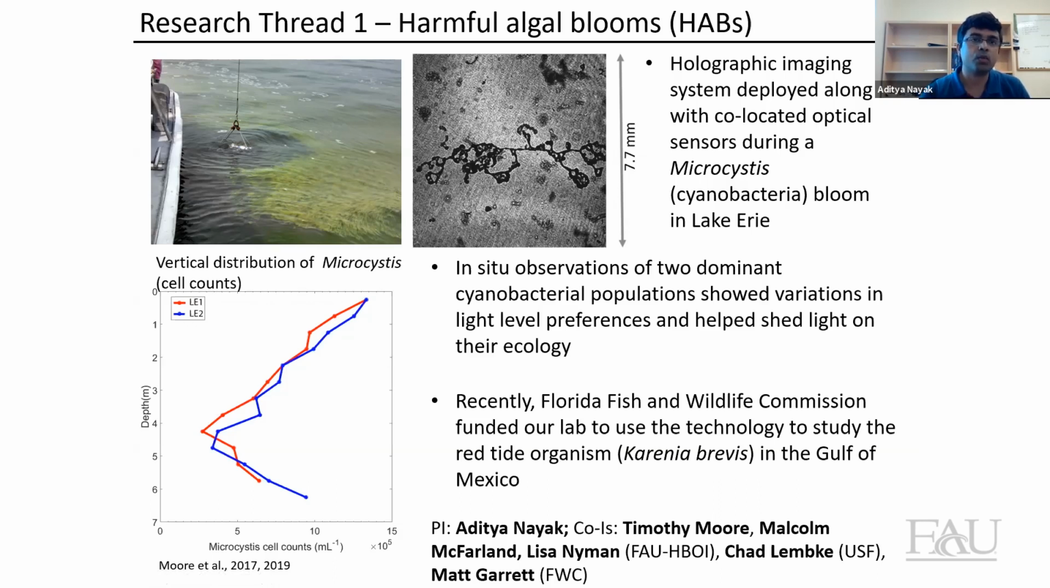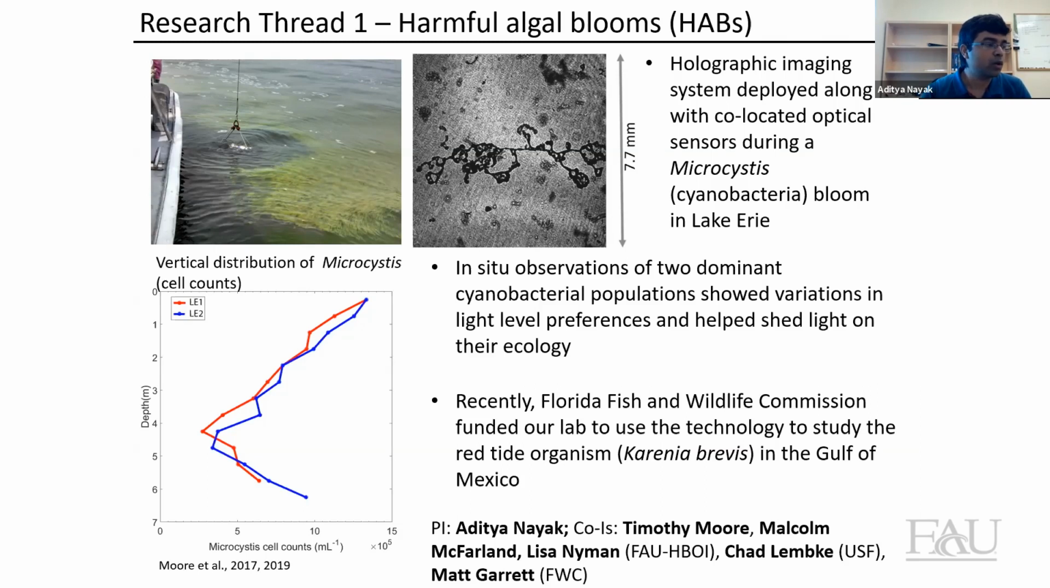So with the data, we had high resolution vertical data. You can look at vertical profiles and how this particular organism is distributed in concentration over depth, right? So that's what you're seeing on the bottom left here. In these specific observations, we found that there were 2 dominant sets of cyanobacteria, or these harmful algae, and both of them had variations in their light level preferences, and they occupied different regions of the water column. So this was an interesting finding, because that gives you an idea of the ecology of these organisms, right?